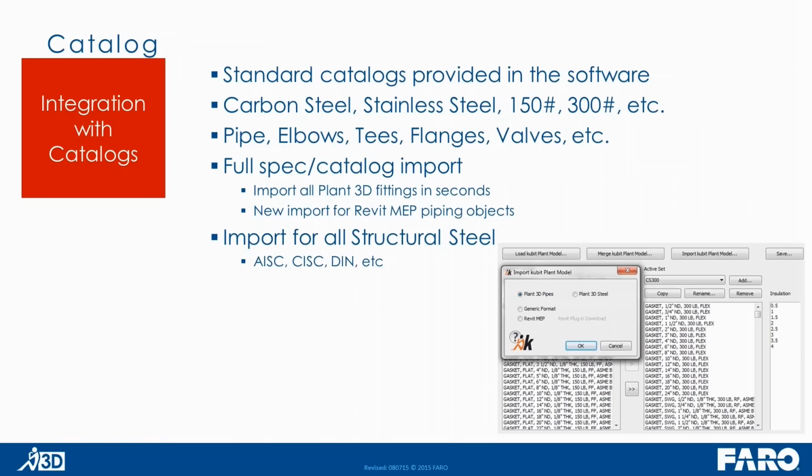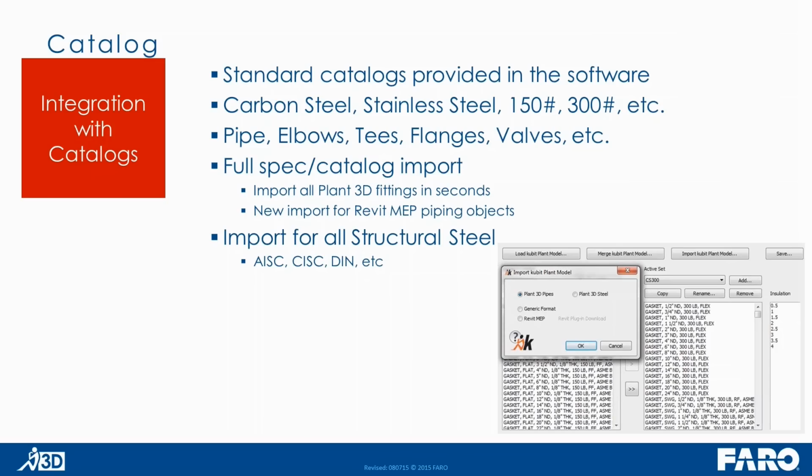You can see here in the screenshot, we've got our Plant 3D stuff just like we always have. We do have a generic format now, which is actually an API that we've written to encourage other products to be able to read our outputs. And you also can see here that we have the Revit MEP import. This is something that our users have been asking for a while, so we're very excited to have it. And there's also a link there for the plugin download.